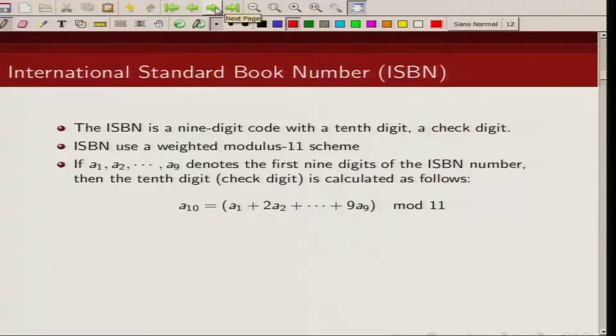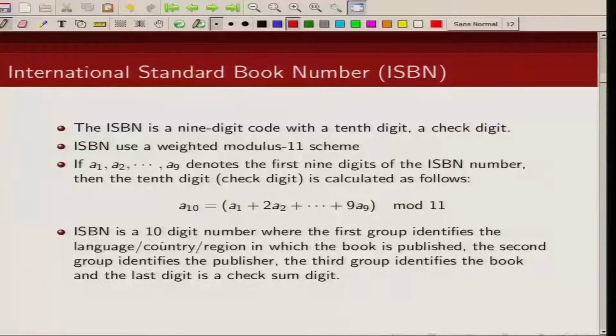Let us denote the 9 digits of the ISBN number by A1, A2, A3 up to A9. Then the 10th digit is calculated as follows: A1 plus 2 times A2 plus 3 times A3 plus 4 times A4 up to 9 times A9, modulus 11, will give us the 10th digit. So, the 10th digit is actually a check bit.